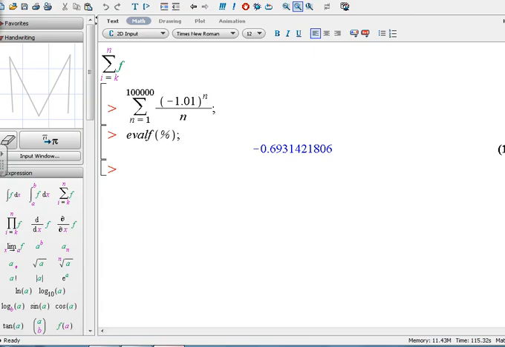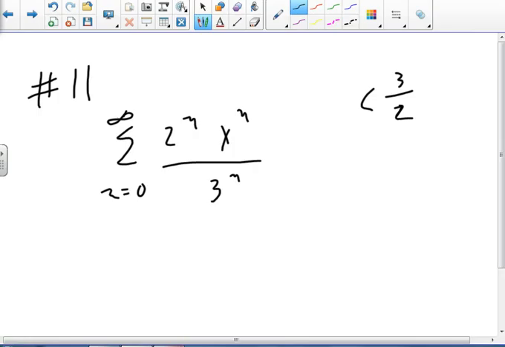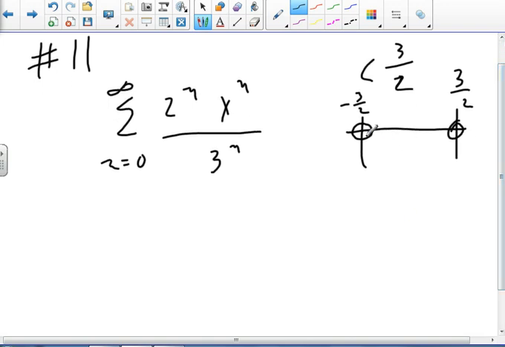So is Maple doing anything for me yet? No. So we can forget about Maple. So that's my guess. My guess is I can go out to 3 over 2, and I can probably include minus 3 over 2 is what I'm thinking. That's what I'm thinking.